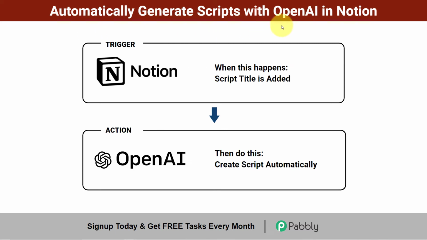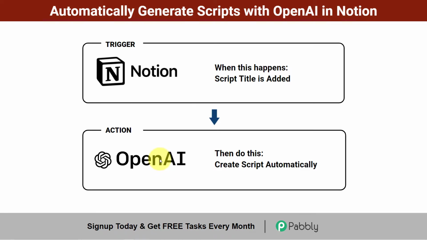Automatically generate scripts with OpenAI in Notion. So OpenAI is an amazing AI research and deployment company via which you can perform various kinds of AI related tasks. And in this video, we are going to generate the scripts with the help of OpenAI, basically with the help of AI technology. So you just need to connect Notion and OpenAI with the help of an automation software.